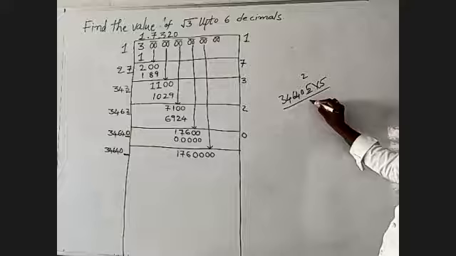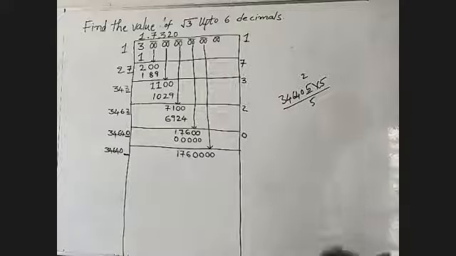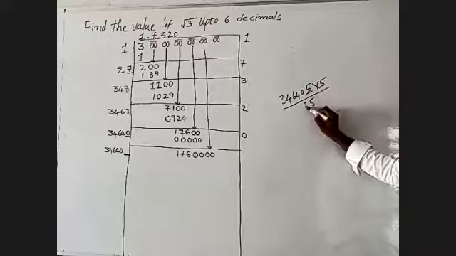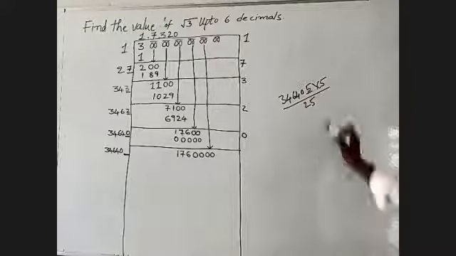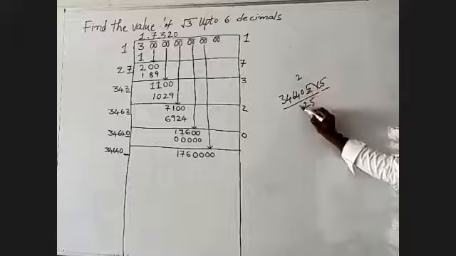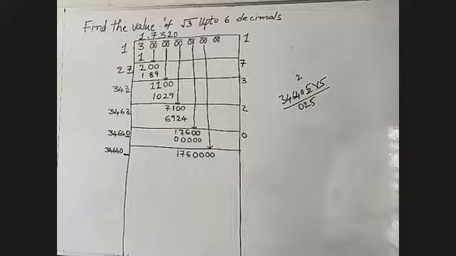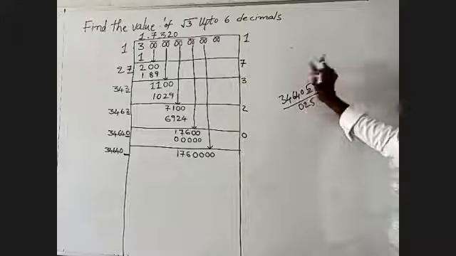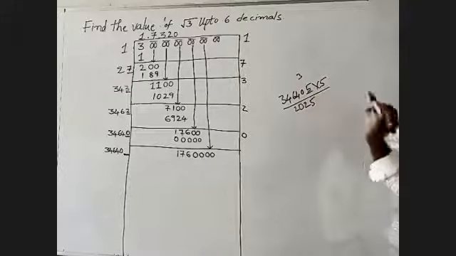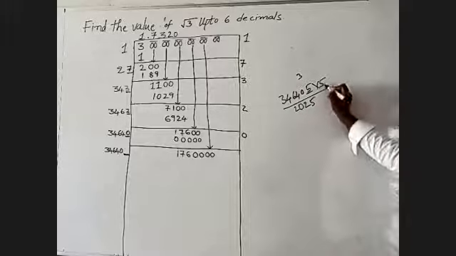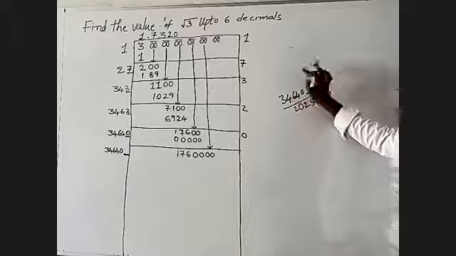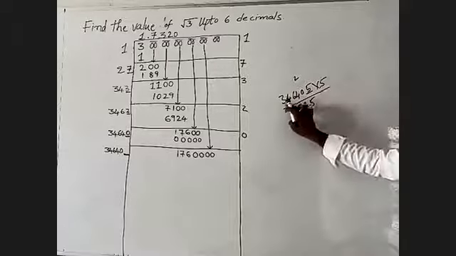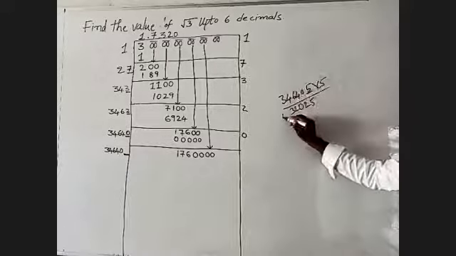5 fives are 25. And also 5 into 0 becomes 0. Then the given number is 2. After that, 5 fours are 20, 5 sixes are 30. 30 plus 2 becomes 32. After that, 5 fours are 20. 20 plus 3 becomes 23. As well as 5 threes are 15. 15 plus 2 becomes 17.